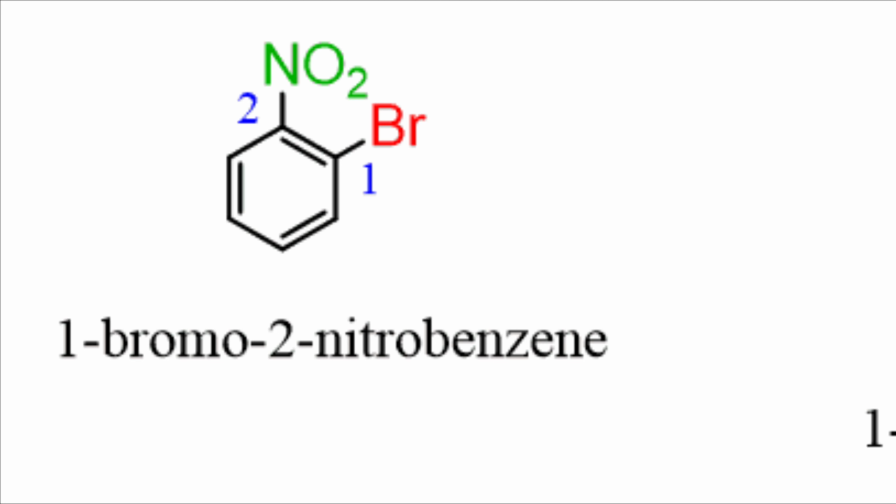Today we discussed the nomenclature of alkanes, alkenes, alkynes and arenes. In the next video, we will discuss the nomenclature of alcohols, carboxylic acids, esters, amides, amines, etc.